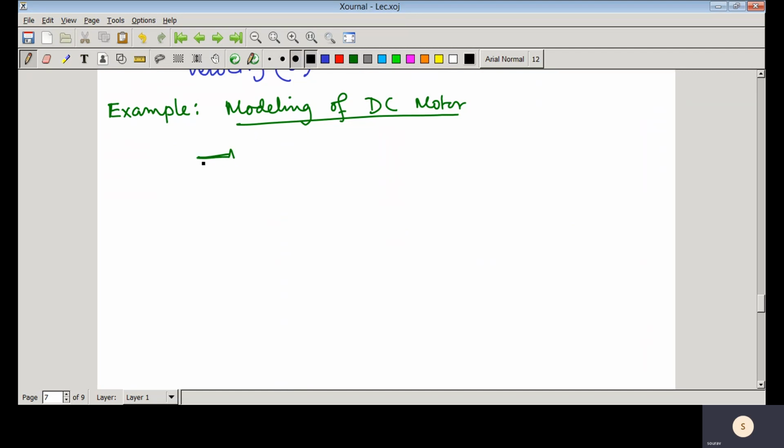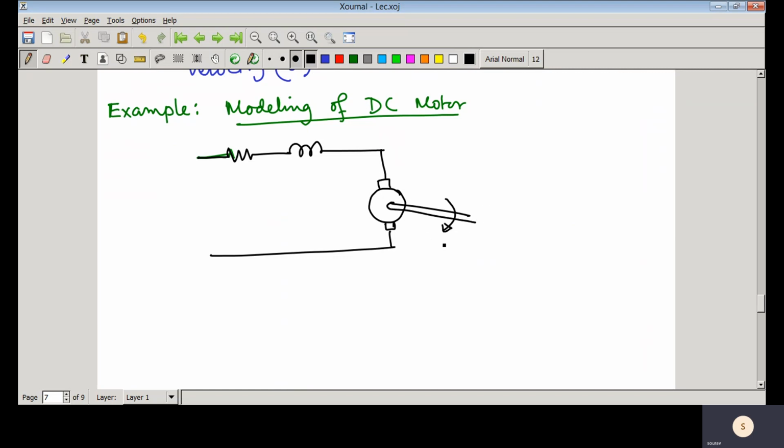So suppose you have this schematic diagram of a DC motor. This is the brush, and this is the DC motor. It is very important because the DC motor is used in control systems as an actuator. That is the motor torque, and here suppose you have the load torque TL.